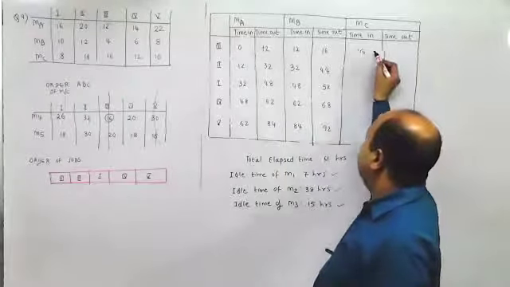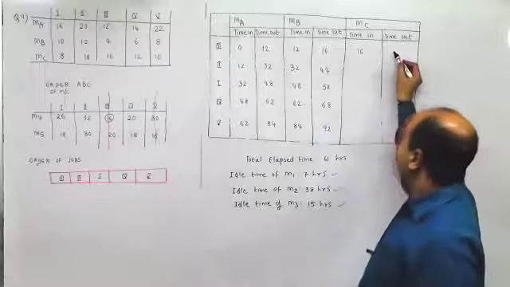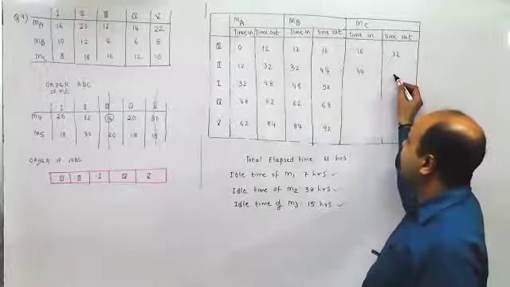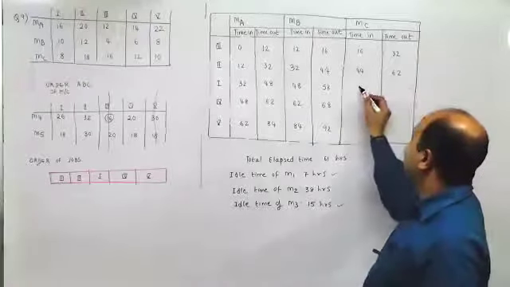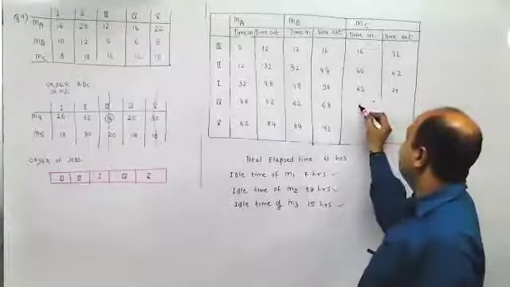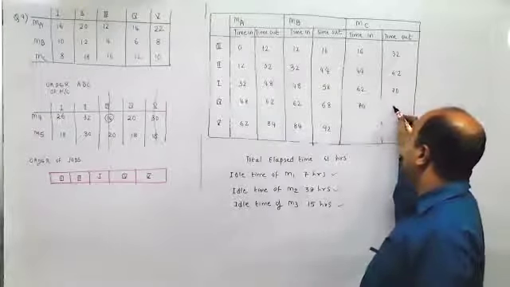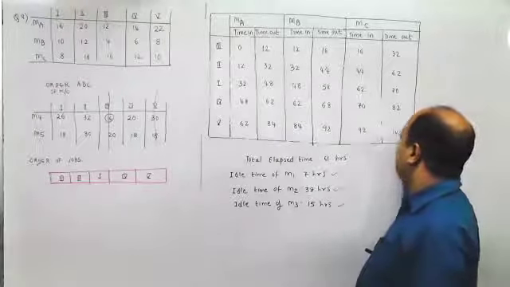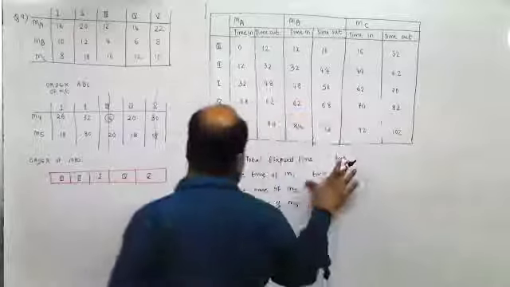This would be 16. Third row, 32. This is 44. It would be second row, second one, 62. This is 62. The first one, 70. This is 70. Fourth one, it is 82. It is 92. And 92, it is 102. Total elapsed time is 102.